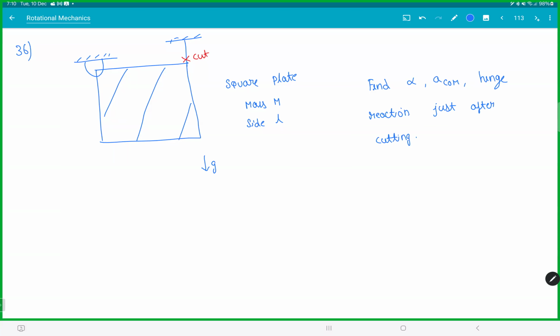Similar to the previous one, only in place of a rod, now we have a square plate, and the left side is hinged. So basically that point is fixed. Again, remember the process steps are still the same. FBD, equation, solve. Everyone should try.